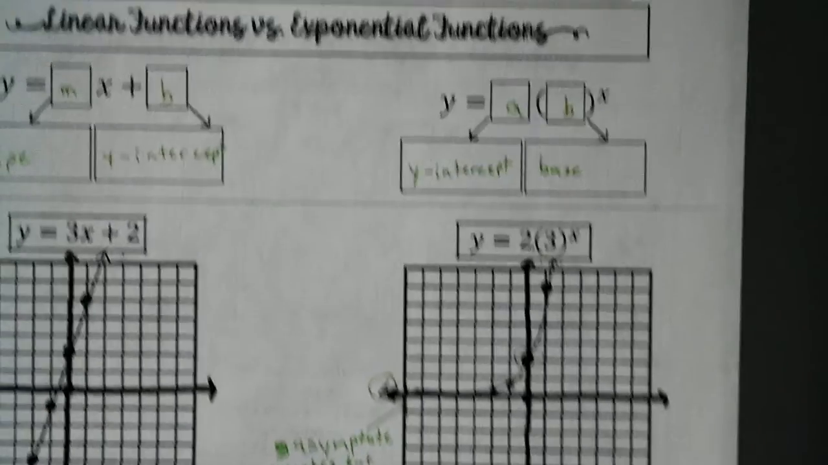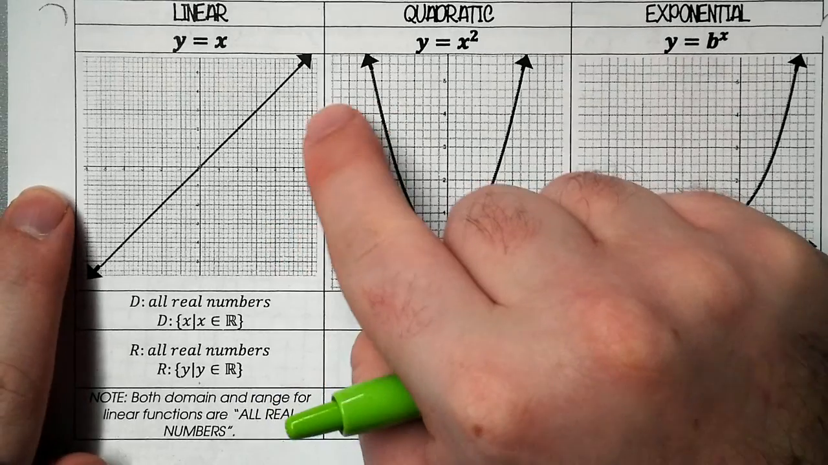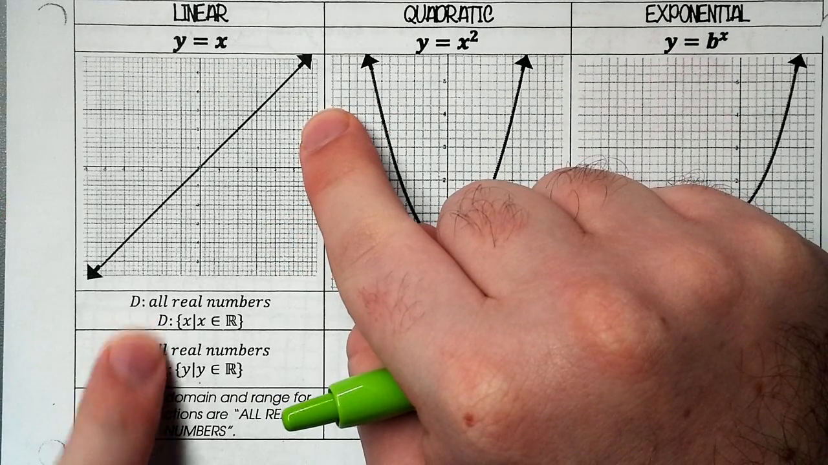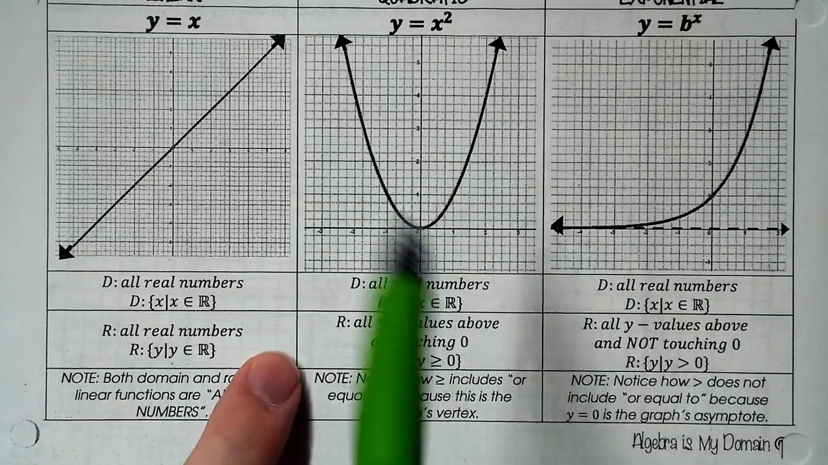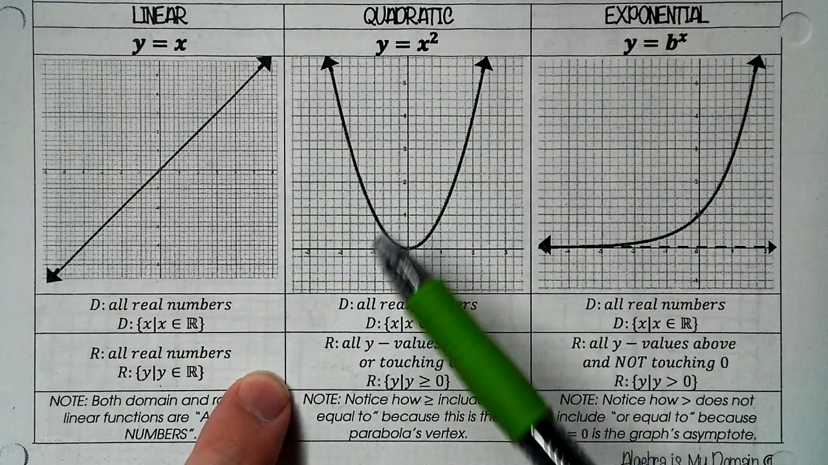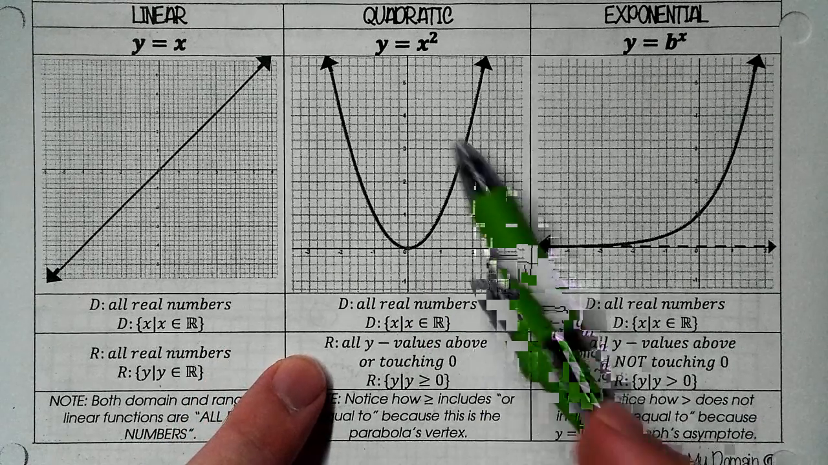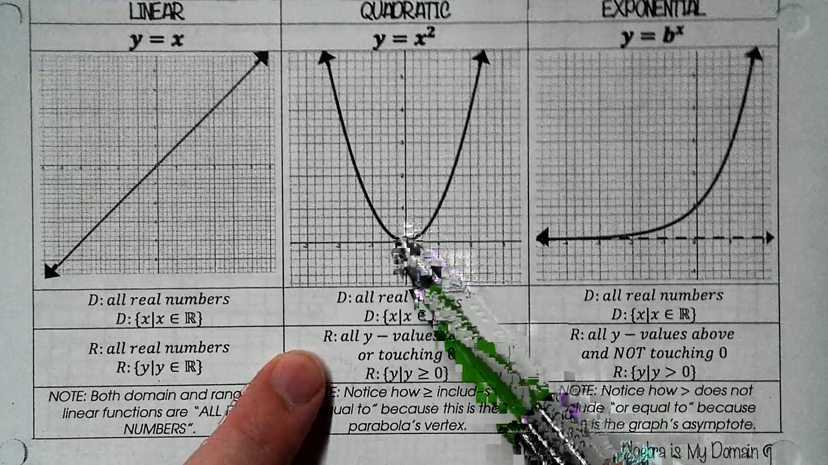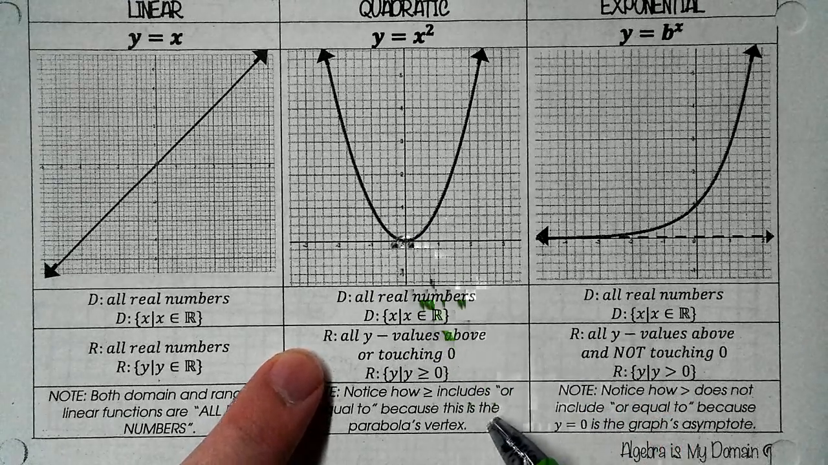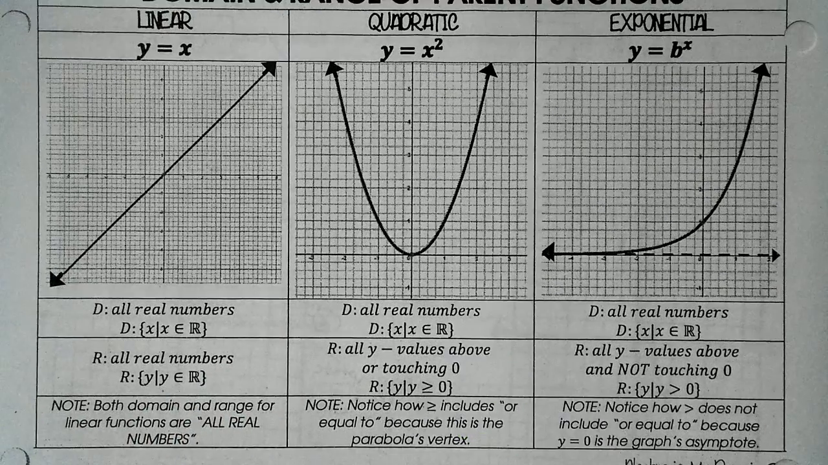Now, on the back of these notes, these are just some key things for us to remember. We're just going to discuss them. For a linear function, your domain is always all real numbers. Your range is always all real numbers. For a parabola, a quadratic, domain is always all real numbers. Range is the y values either above or touching a value. It's whatever the max or the min is, based on the parabola's vertex. You're comparing your y values to the y value in your vertex.